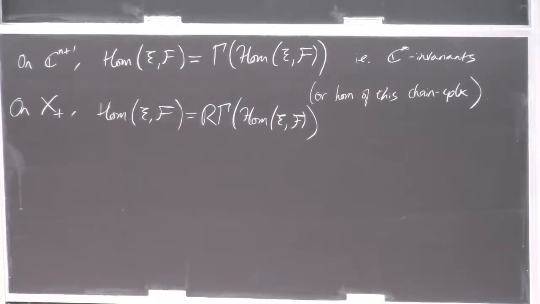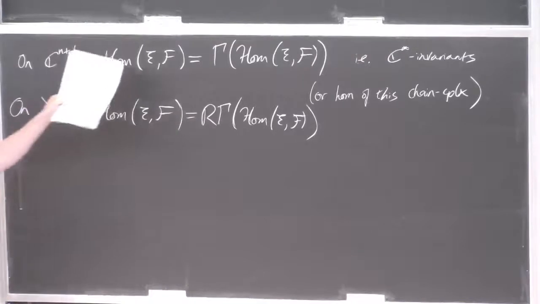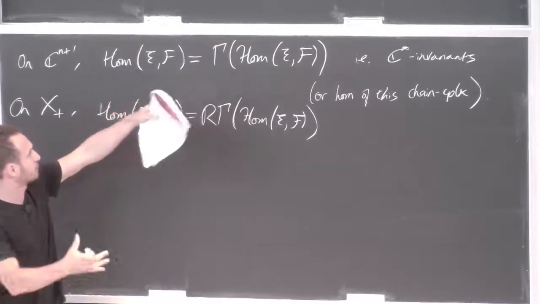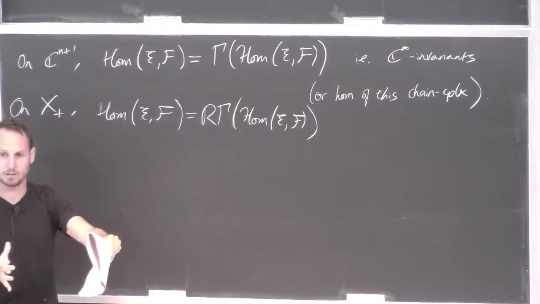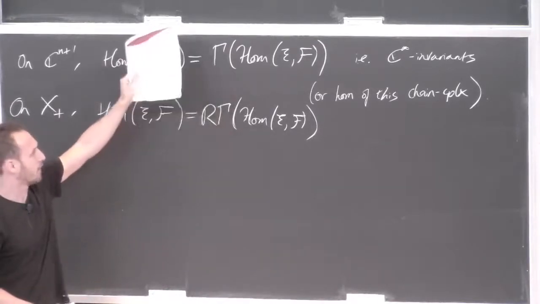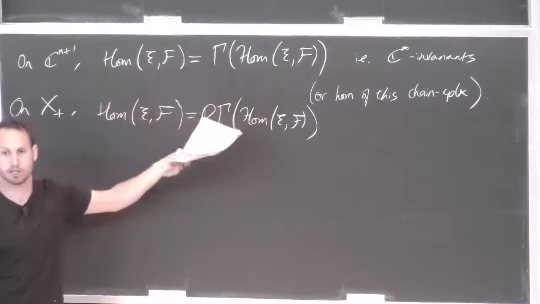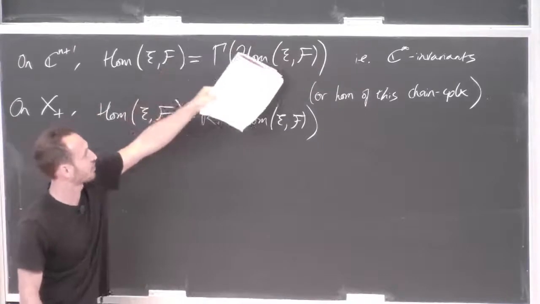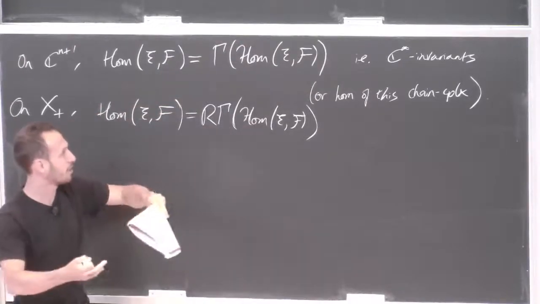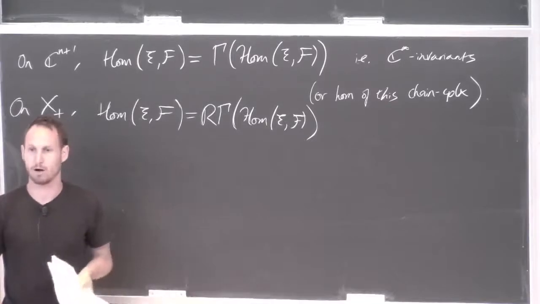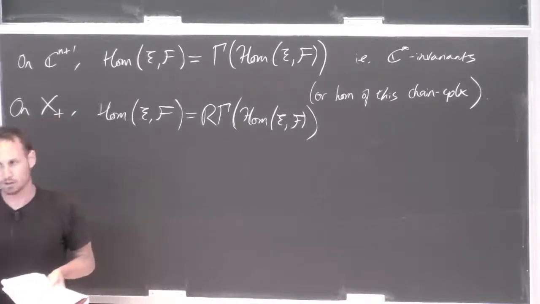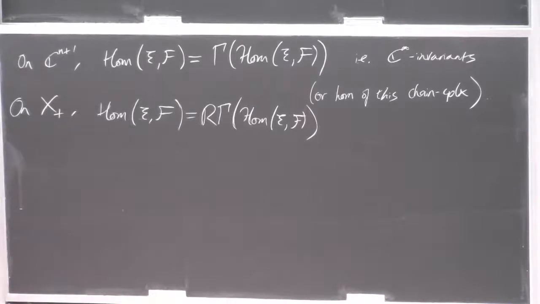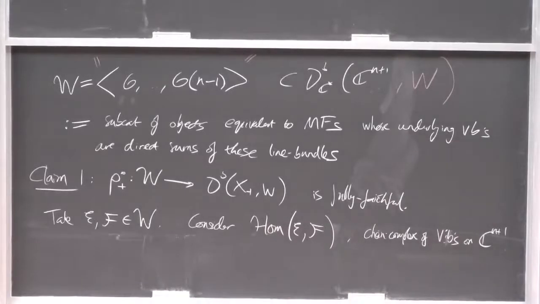Now, in principle, these two things could be different, because we know that sometimes when you restrict from C^(n+1) to X plus, Ext groups show up. Cohomology can occur. So in principle, if you take a random such thing and restrict to there, then perhaps higher cohomology shows up and Ext groups show up, and that ruins everything. But it's not going to happen because we've been careful. We've only used these line bundles. So our old window calculations come back and just save us straight away.